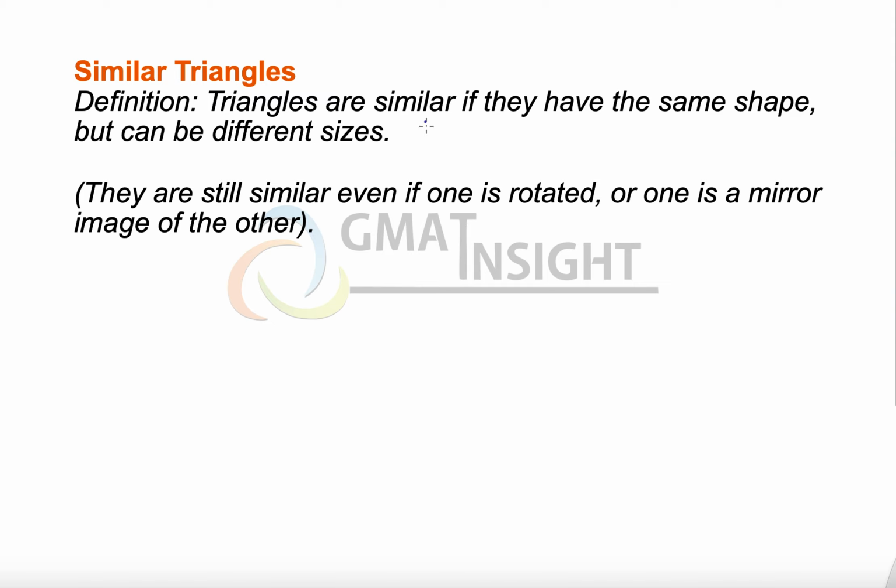They are still similar even if they are rotated or mirrored. It doesn't matter, as long as the shapes are identical, irrespective of the sizes, we call them similar triangles. For exactly the same size, there is another term coined, called congruent triangles. Two figures are considered congruent if their shape as well as their size are identical, right? But congruency is not very frequently used in GMAT, and congruency is anyway a subset of similarity, because when the ratio of the corresponding sides becomes 1, then they are congruent.